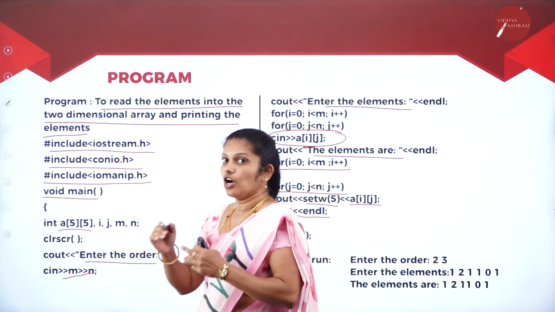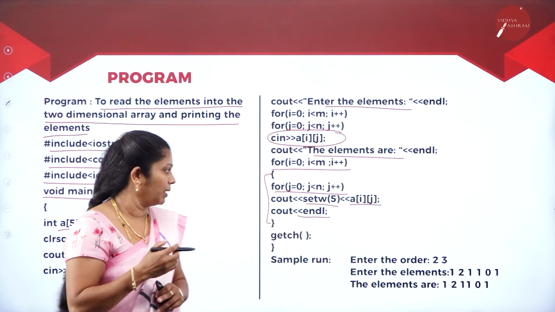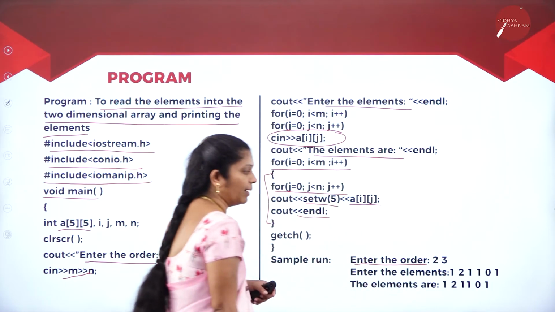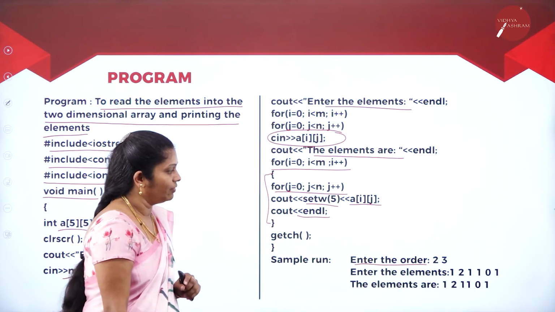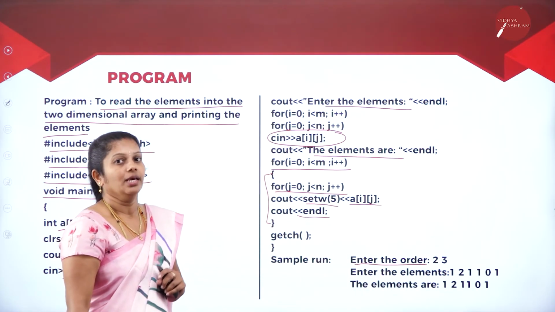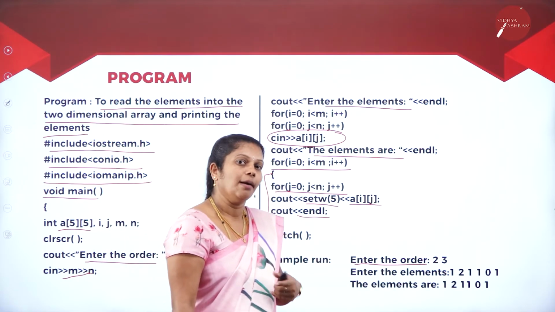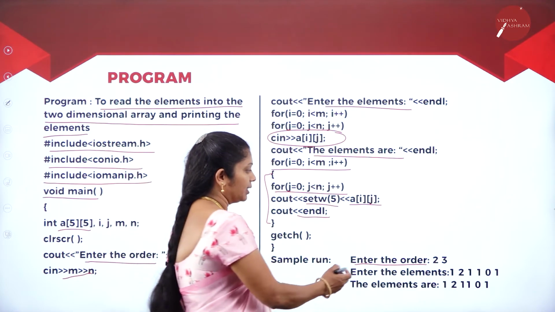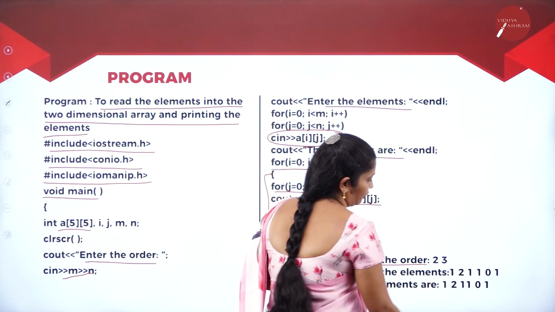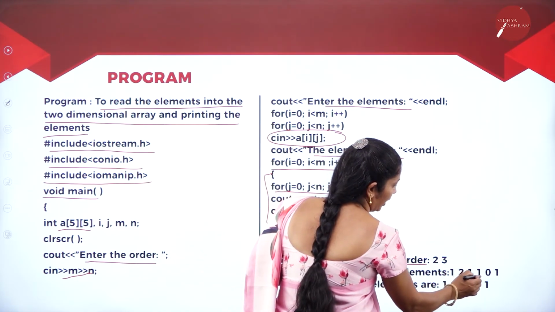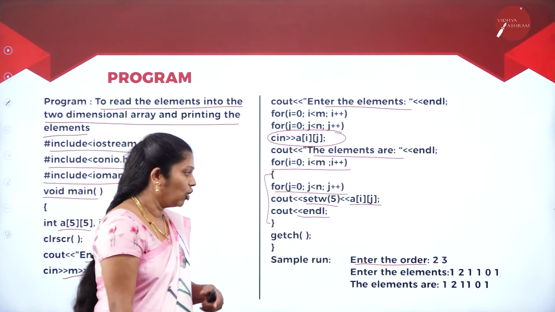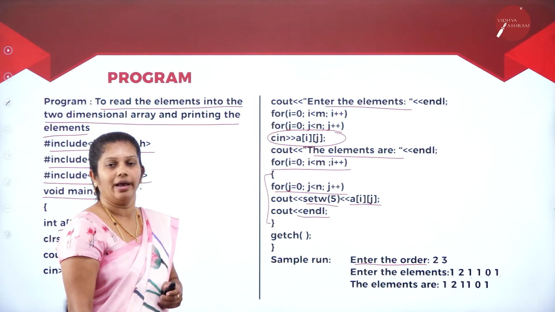It means that in the output screen, how exactly will it display? First, in the sample output: enter the order of the matrix. For example, we give 2 as well as 3. Then how many elements can it store? Maximum 6, because 2 into 3 is 6. Then enter array elements. 6 elements will be entered, for example 1, 2, 1, 1, 0, 1. Totally 6 elements we entered. Afterward, it will print all the array elements.